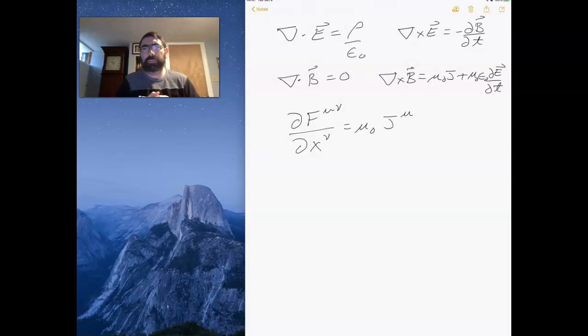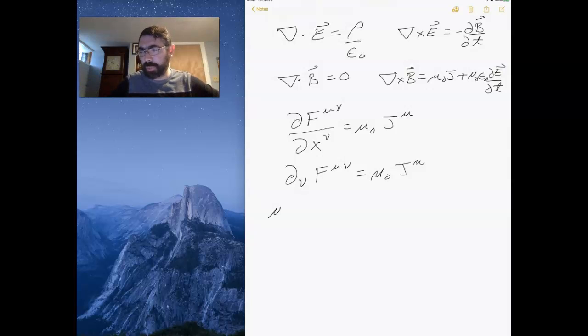If you notice, this derivative has raised indices in ν, which I like to write this way to show that it is the dot product, or essentially the divergence. So what I'm saying is the divergence of the field tensor with respect to ν now gives us a current, a 4-vector j. So let's just take a look at one of them. So let μ equal 0. So what we have is an equation that looks like this.